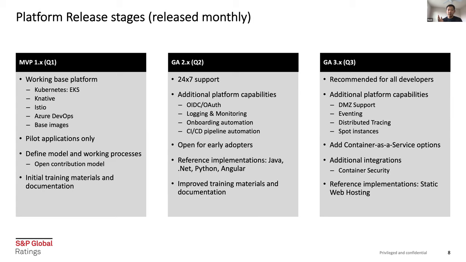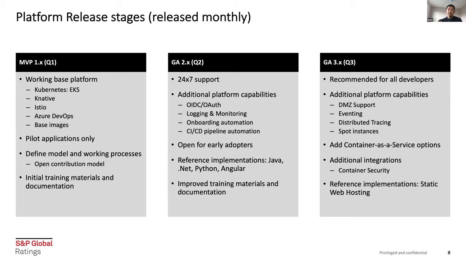So 2.0 was released in Q2. At that time we had 24/7 support. And then we introduced OIDC as a standard for authentication. We have logging, monitoring, onboarding automation as well. I'll show you some of that in the demo. And we have CI/CD pipeline automation. So at this time, at 2.0 Q2, we opened it up for mass adoption. And we introduced the reference implementations. I'll show you a little bit of that in the demo as well.